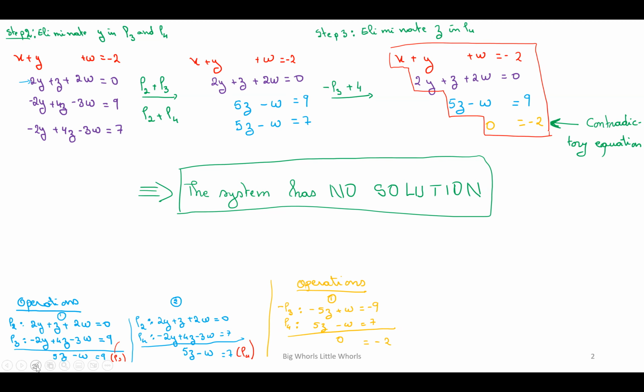Maybe just for consistency, here it's our new row 4. Our new row 4.